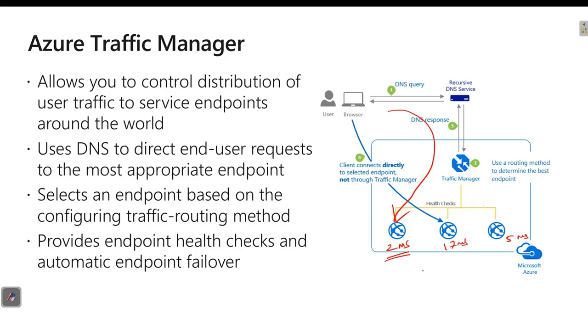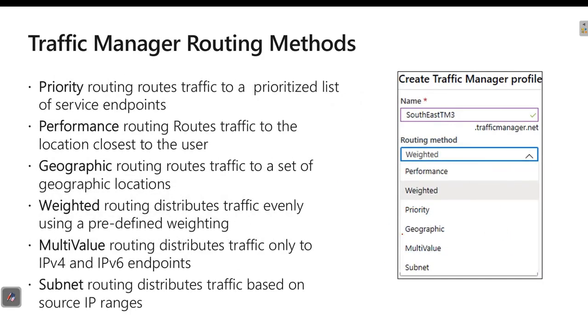So far we have seen both priority as well as performance. Priority is based on whether the endpoint is alive or not. Performance is based on which one can perform better. Now let's see the third one.